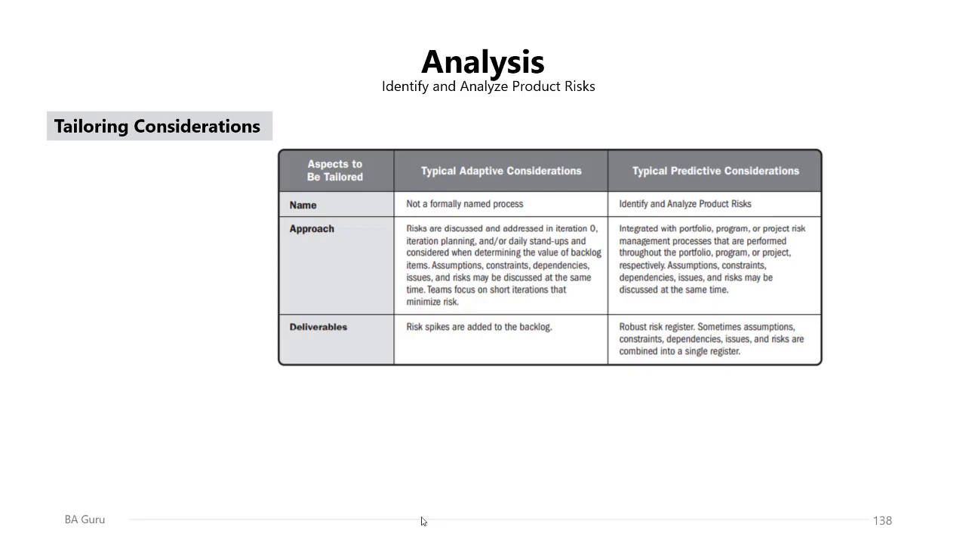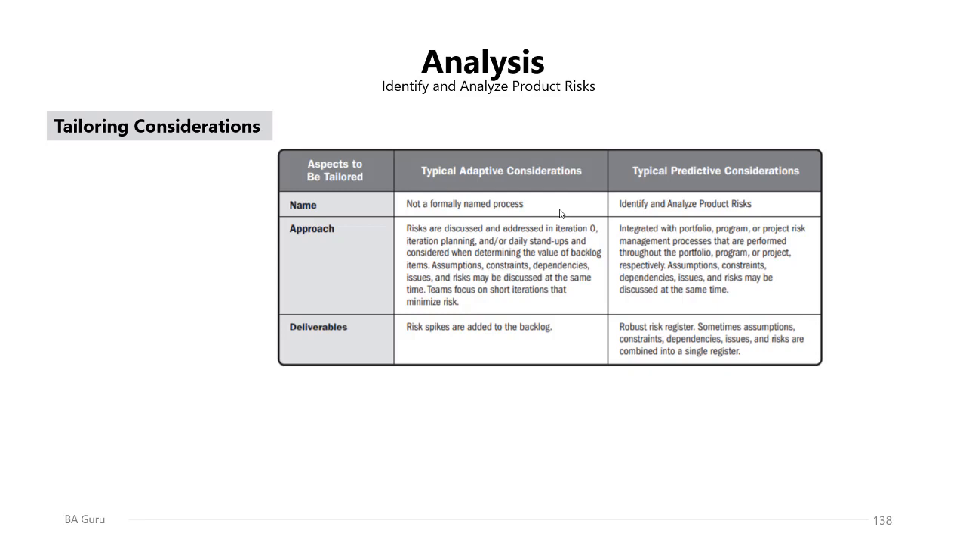Tailoring considerations for predictive and adaptive environments. In the adaptive environment, it's not a formally named process. Risks are discussed and addressed in iteration 0. Iteration 0 is the first iteration on an agile project, which is usually not for the purpose of developing a feature or an increment of the product. It's only to have an internal alignment between the team and to address the risks of the product. Or in the iteration planning and or the daily stand-ups, and considered when determining the value of backlog items.